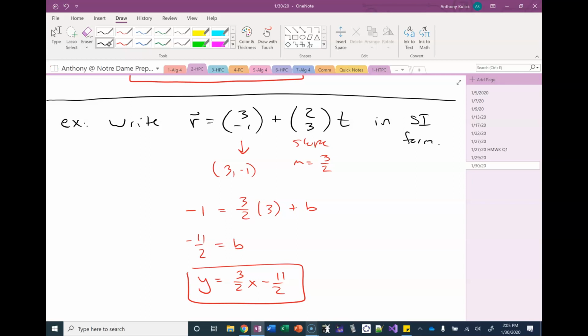Is everybody happy there? Is 3 negative 1 the only point you could have chosen? No. How could you get a different point if you wanted to use a different point? You could find a point on the line by picking a value for t and plugging it into the equation, right? And that'll give you some other point on the line as long as t is non-zero. If t is 0, you're going to get back that point. But any other value of t would give you a different point. Any of which would be fine.